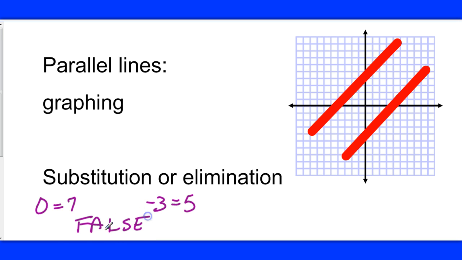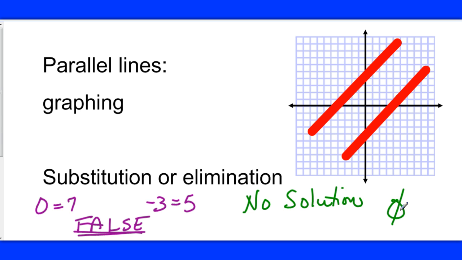And that's basically saying, hey, you can put whatever you want in here for the variables. It's never, ever going to work. So we say, in this case, that there is no solution, or you can use this symbol to represent that there is not an answer.